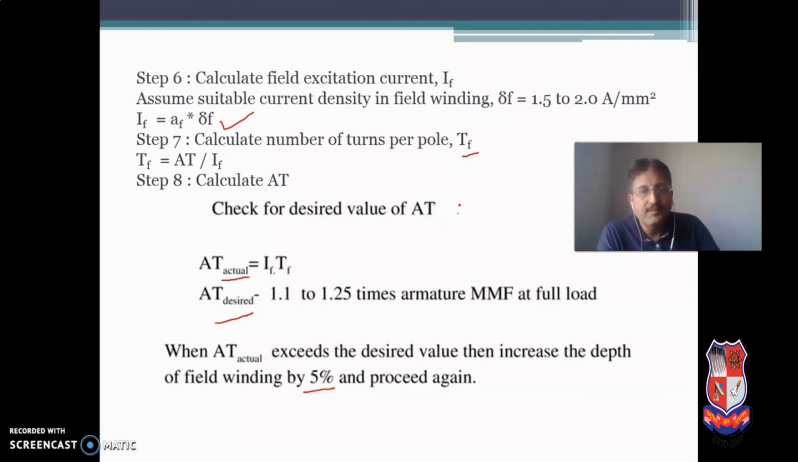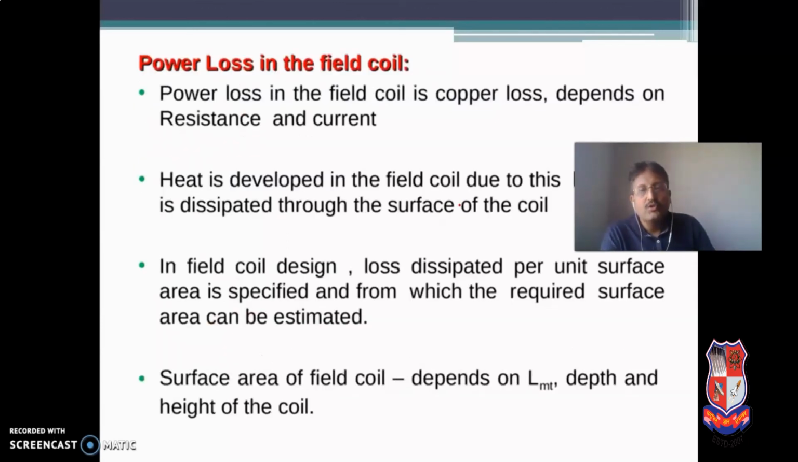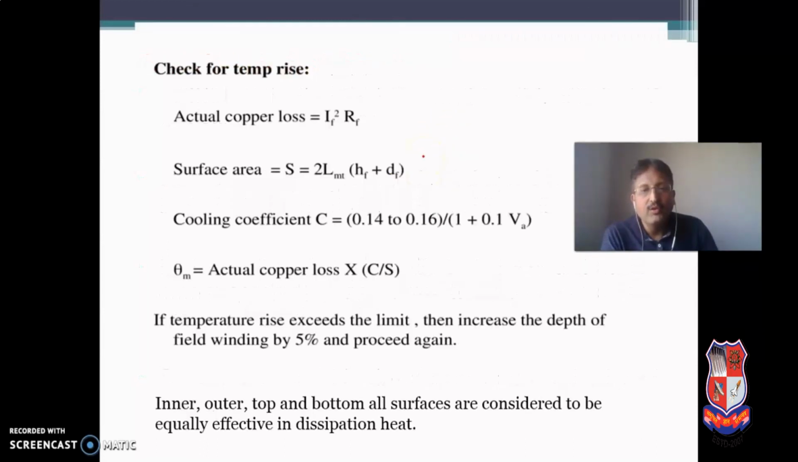Now an important step is power loss. So what is power loss? As you know, power loss is the I square R loss in the shunt field winding, which depends upon the resistance of the winding and the current flowing through the winding. The heat is developed when the current is passing through the shunt field winding. So what we need to do is find out the actual copper loss, IF square RF.